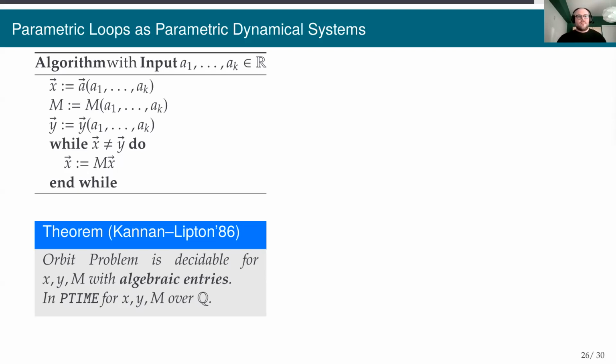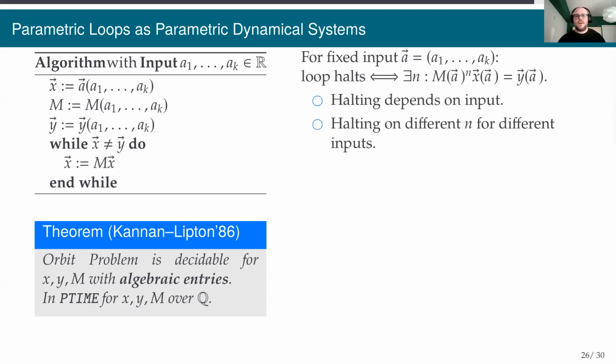And we want to ask the same question or a similar question. Do we reach our target, or does this loop halt? So for a fixed input, the loop halts if and only if, when you fix the variables, you get an instance of this reachability problem, and you can decide it under some assumptions. But the halting depends on the input, right? And you could be halting on different n for different inputs.